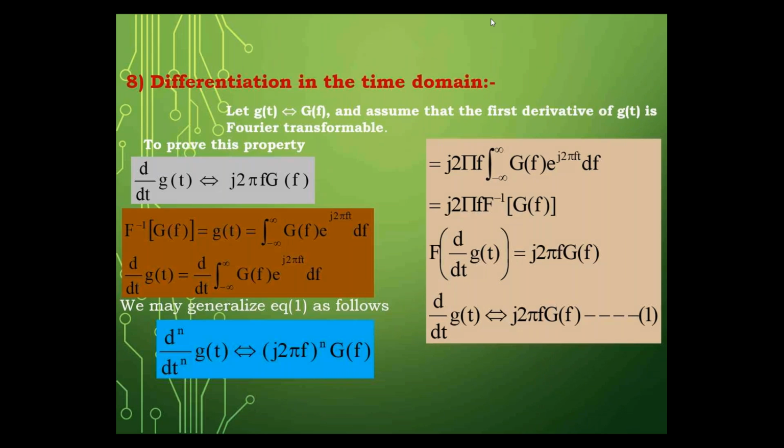Is this proof clear to all of you? Please post it in the chat box. Otherwise, I am going to repeat it once again. Is this differentiation in time domain clear to all of you or not? Please post it in the chat box.